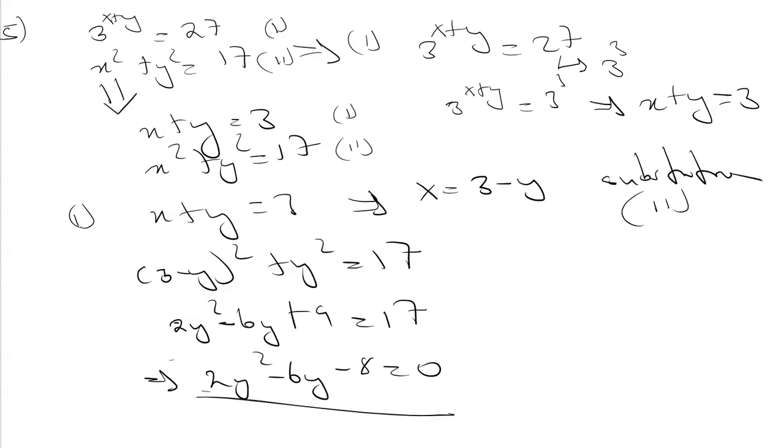And here we can divide throughout by 2, so we have y squared minus 3y minus 4 equals 0. Okay, so that's our second equation here. So we continue with that. We have y squared minus 3y minus 4 equals 0. So this is now a regular quadratic equation. So here we need the factors of negative 4 that give us minus 3y.